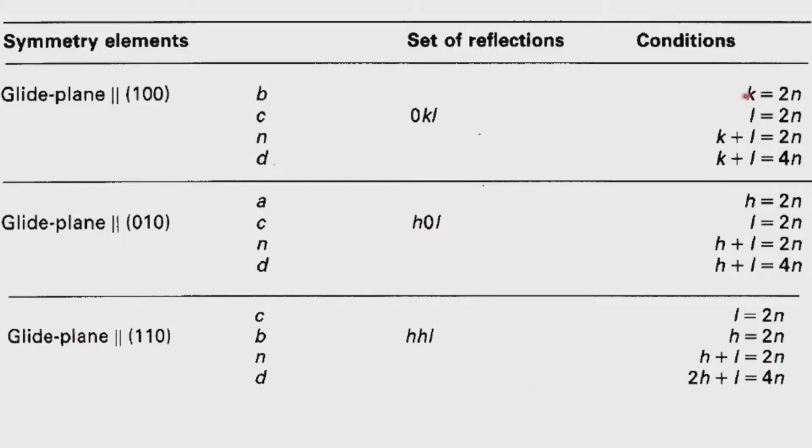And so, the systematic absences are listed here, and these will be the conditions. Here you see on the right side we did not list the systematic absences, but we have listed the systematic presences. So, k equals 2n only present, l equals 2n only present, in the example of a glide plane which has a B glide and a C glide respectively. It is k equals 2n, l equals 2n.